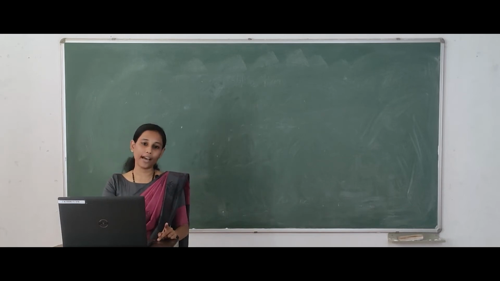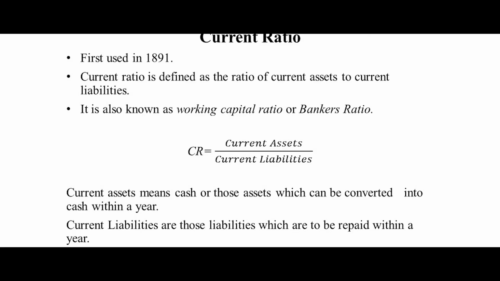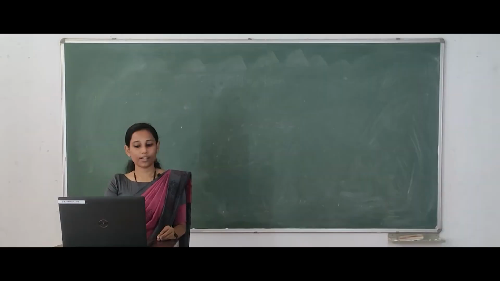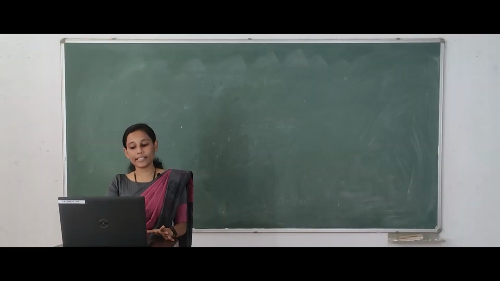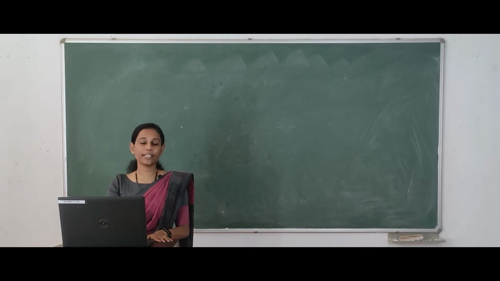The equation shows two components. The first one is current assets. Current assets means cash or those assets which can be converted into cash within a year. The second term is current liabilities. Current liabilities means those liabilities which are to be repaid within a year.